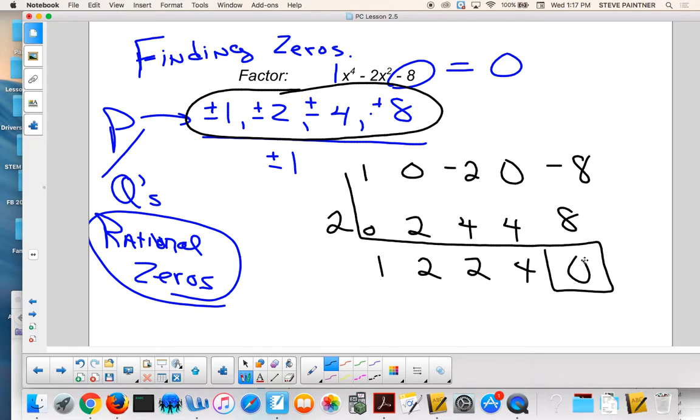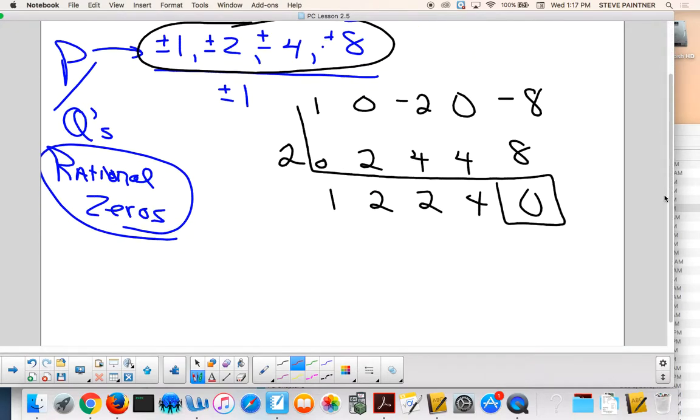Just a question. How many zeros are there? 4. Because of this 4, you know there are 4 zeros. Okay, we found one of the 4. We're going to find another one. So 2 works. Now, when you get to this point right here, 1, 2, 2, 4, don't go back up here. Stay with the smaller polynomial.